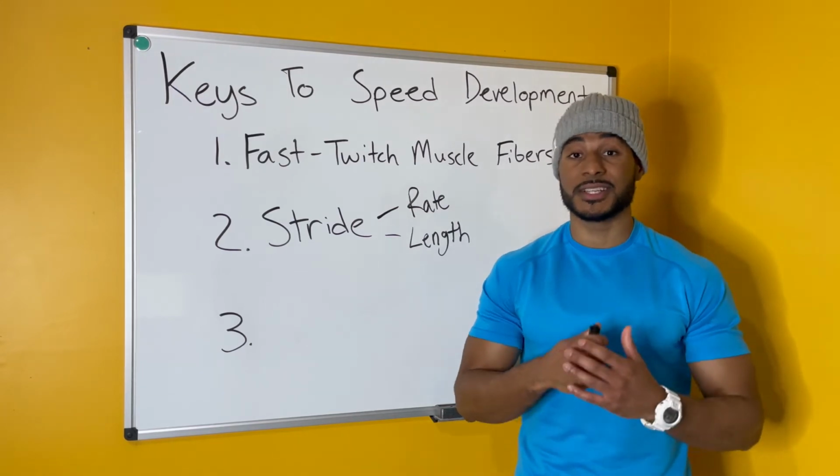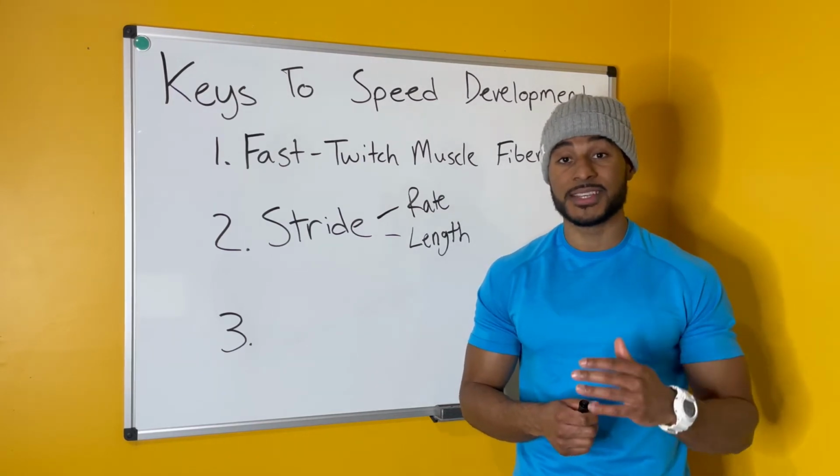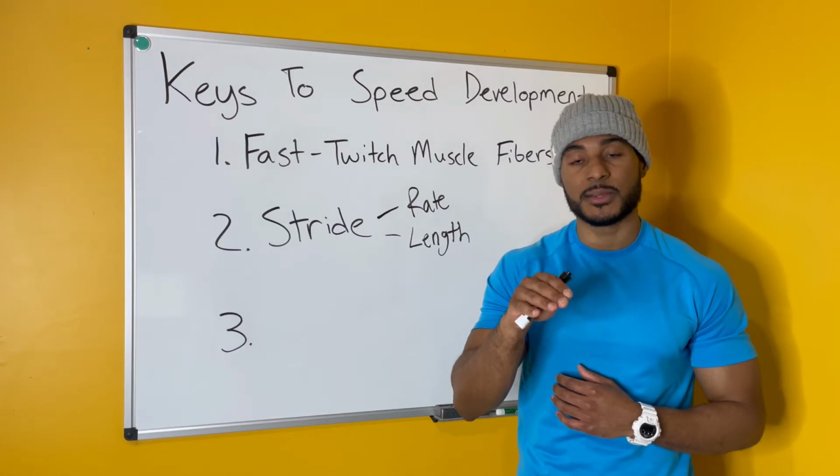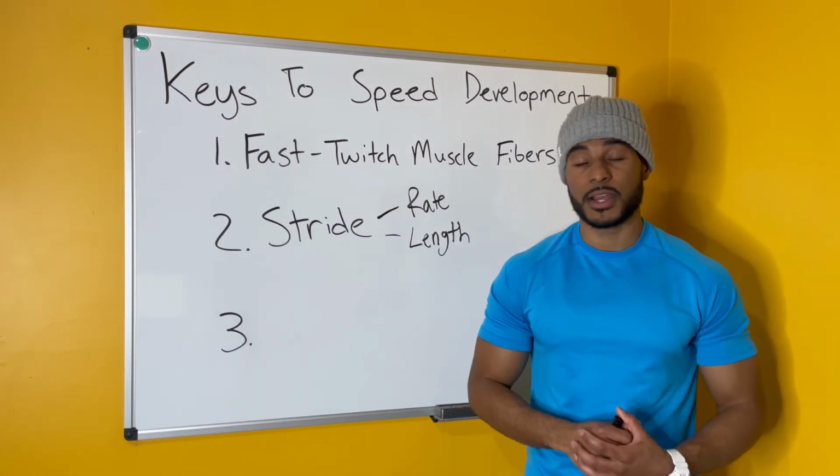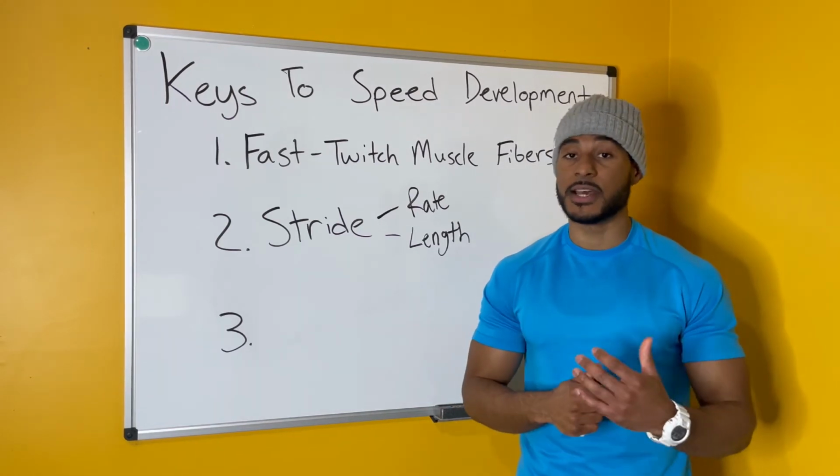You want to make sure to land and take off on the ball of your foot and that your foot is planting directly beneath your hips. You do that correctly, then you can get the benefit of downhill running.